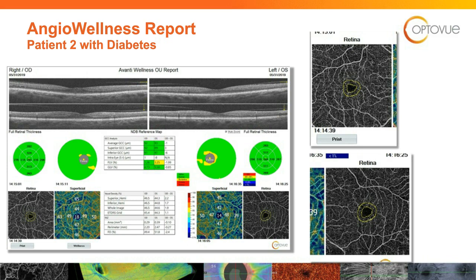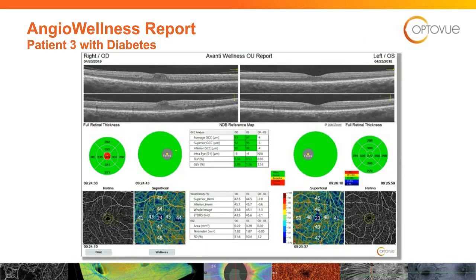So here's a patient here. Let's start off at the bottom looking at the foveal avascular zones. They look pretty good. We jump up to the ganglion cell complex. It looks great. But if you look at the B scan of the right eye, now the B scan is able to pick up the diabetes.